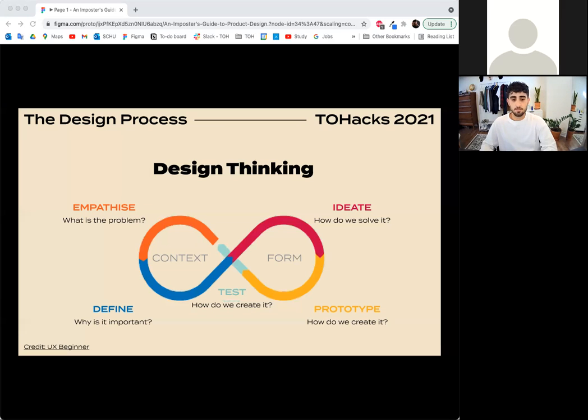The next stage would be define. This is where we're defining what success looks like for the product and for the users, and what process you'll take to achieve that. You're answering the question, why is it important? In this stage, some activities you would be doing include looking at what the user flow would look like, hashing out what the overall experience will feel like, and really setting the framework for the rest of the project. You would then move on to the ideate phase.